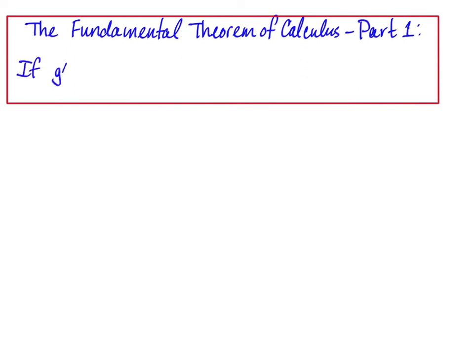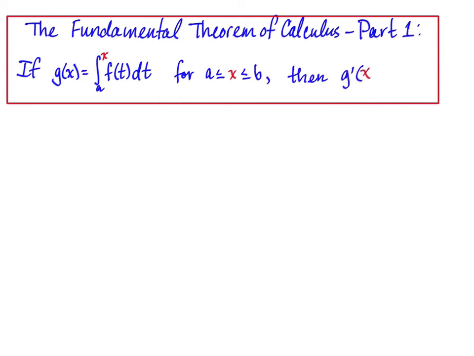So the theorem says if you have a function defined as the definite integral from some number a up to the variable x of f of t dt, where x represents any number between a and some other number b, then the derivative, g prime of x, is just going to be f of x. So it looks like all you have to do is take away the integral sign and replace all the t's with x's. Let's see how that works.